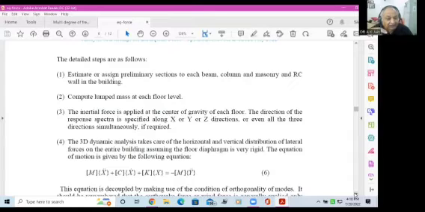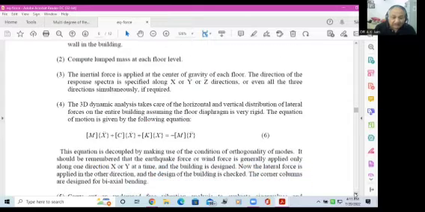Then you compute lumped mass at each floor level. The inertial force is applied at the center of gravity of each floor. The direction of the response spectrum is specified along X, Y, or Z direction, or even all three directions simultaneously if required. As far as the earthquake software is concerned, it is based on equation 6: m x double dot plus c x dot plus k x equals minus m y double dot, where y double dot is the ground acceleration. You can apply this earthquake in the horizontal x direction, horizontal y direction, and vertical direction simultaneously. The software is capable of handling all three earthquake inputs, so it's your choice whether to apply only along x, along x and y, or x, y, and z together.